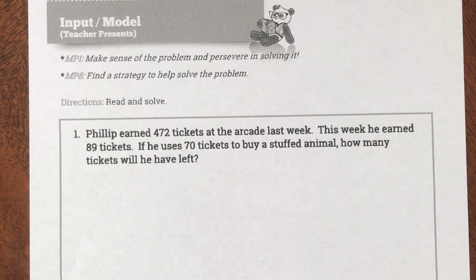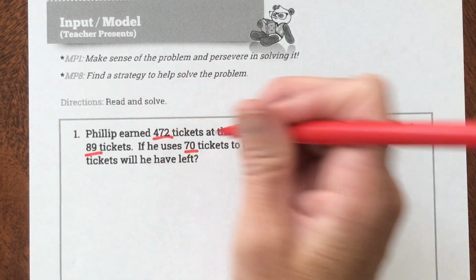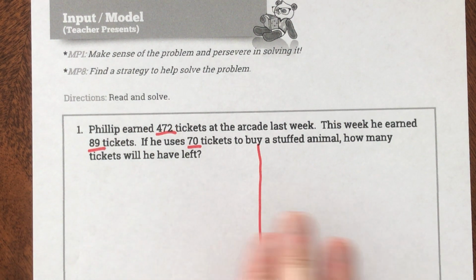Okay, and I always like to read it again. So Philip earned 472 tickets at the arcade last week. So he earned those. So if you earn something, you get it. This week he earned 89, so he got another 89. But then if he uses, that means like that's taking away. So if he uses 70 to buy a stuffed animal, how many will he have left? Okay, so because I know it's a two-step word problem, I like to underline my numbers, but I know there's going to be two steps. So I'm going to divide my paper in half just for my two steps.